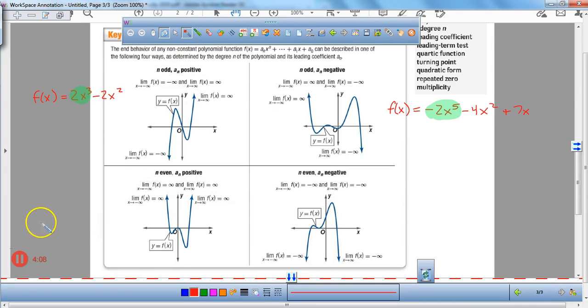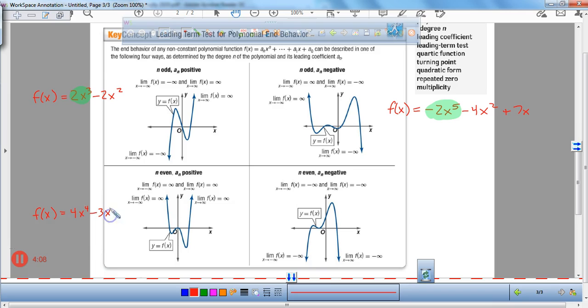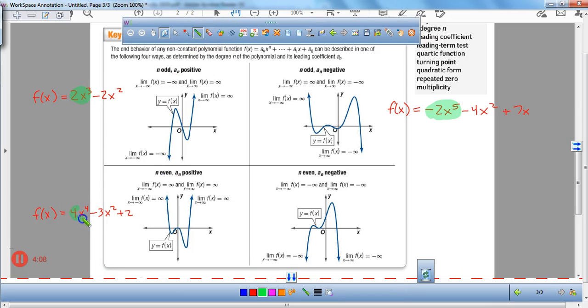If I had an even degree function, that means the exponent has to be even. So here's an even positive. Give me any positive number, say 4, and I say x to the 4th minus 3x squared plus 2. Automatically, I know no matter what, it's going to end up looking like this. The end behavior is going to be finishing at positive infinity and positive infinity.